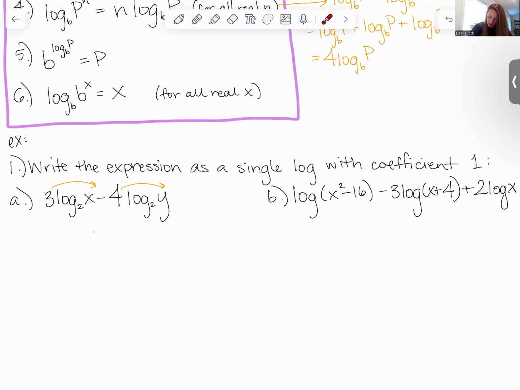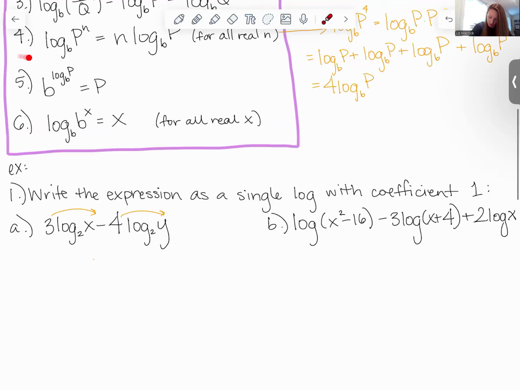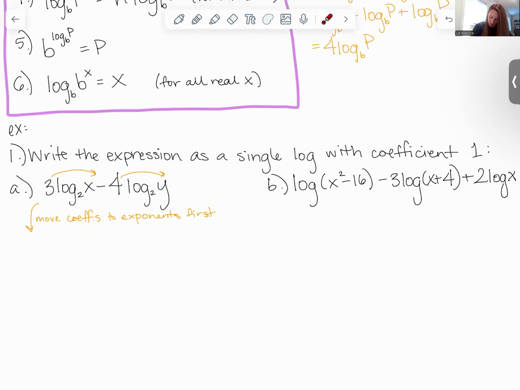So first, I'm going to take these coefficients and put them back in here as exponents using this 4th property. So I'm moving the coefficients to exponents first. And now they have the same coefficient in front of them. And I also want to point out they have the same base. If these logs don't have the same base, you cannot use these properties. These require the same base.